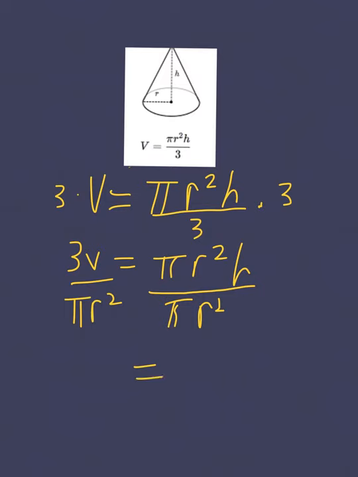And in the end, you get h is equal to 3 times the volume divided by pi r squared. So if you know the volume of a cone and you know the radius of a cone, then you can use that information to figure out the height of a cone.